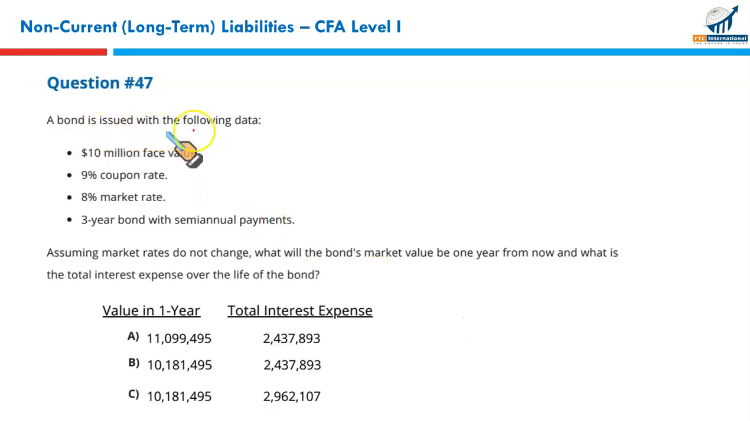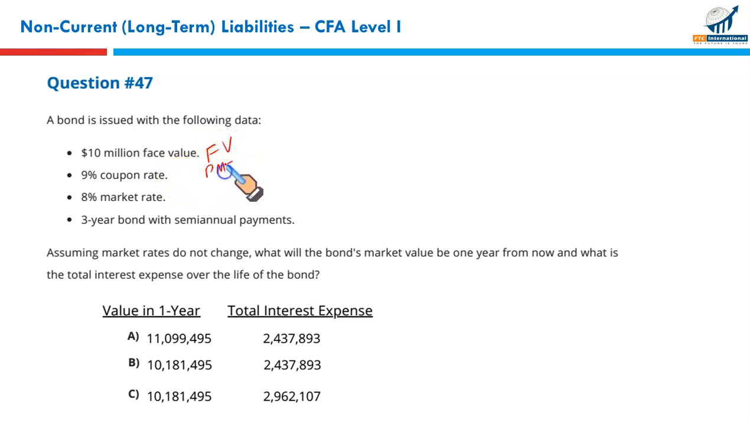Next, a bond is issued with the following data. 10 million is the face value, 9% coupon, market rate is 8%, 3 years bond with semi-annual payments. Assume market rates do not change. What will the bond's market value be 1 year from now and what is the total interest expense over the life of the bond? Now, first of all, we have been given these numbers, face value.